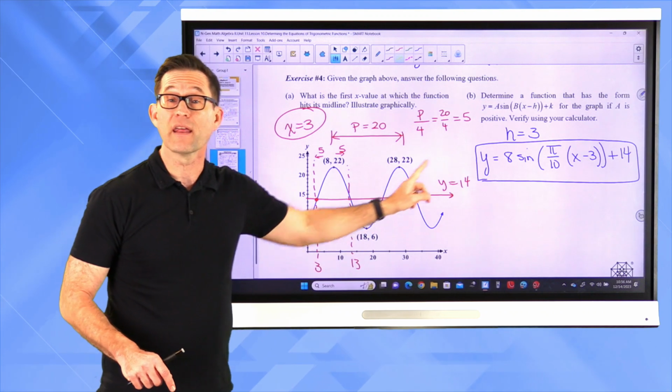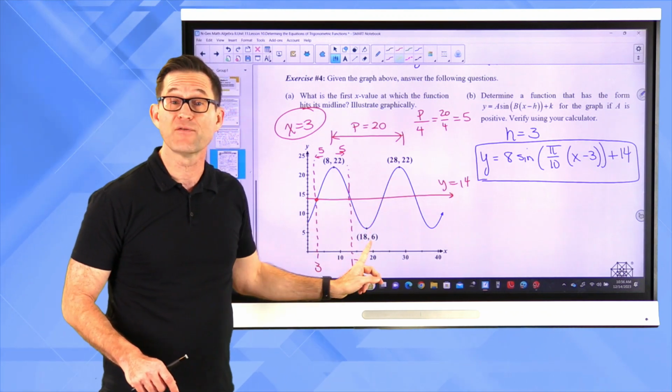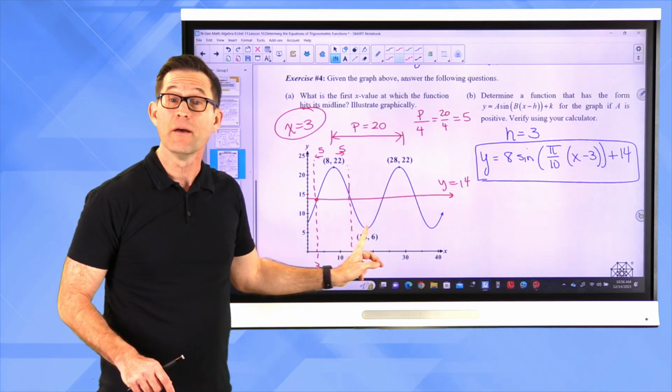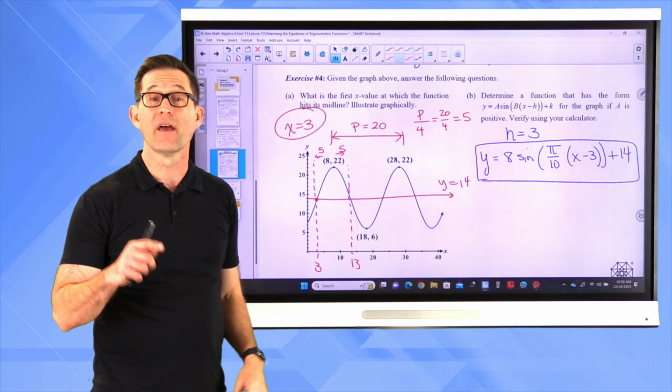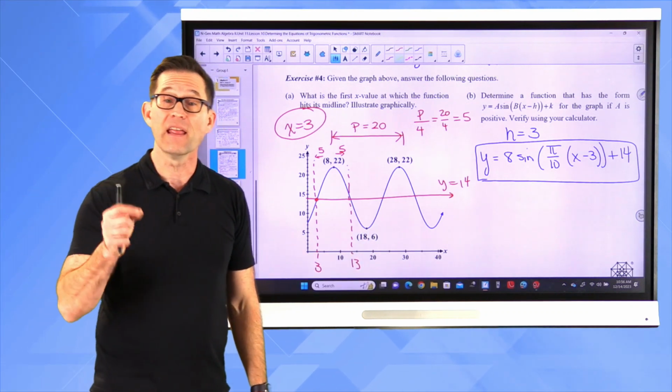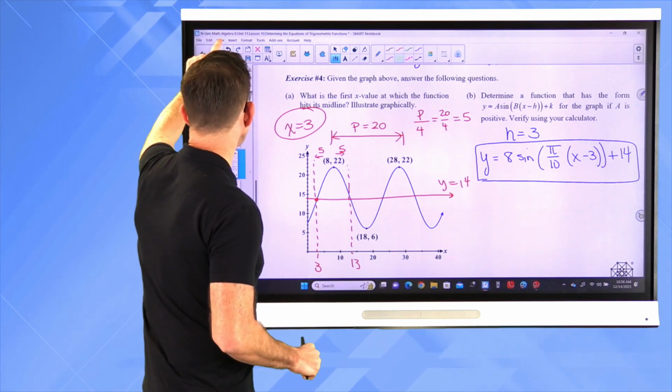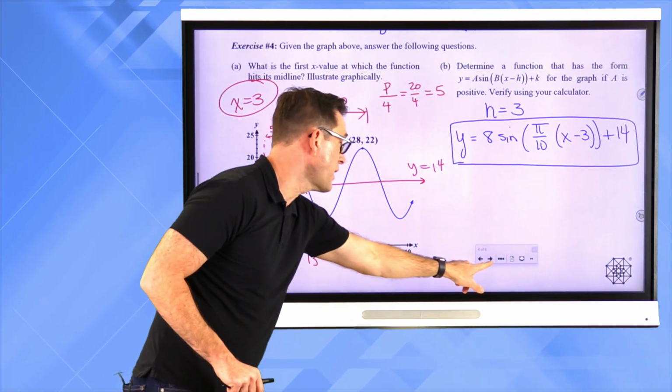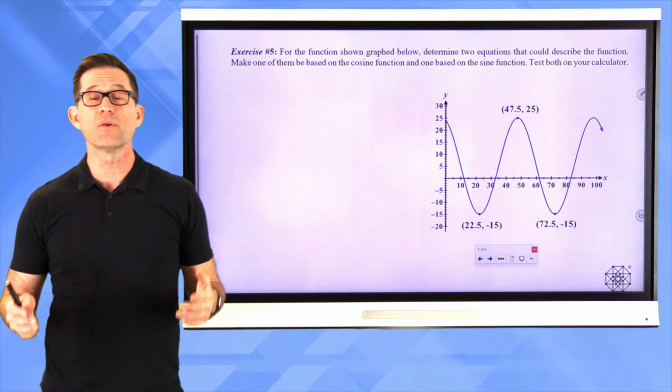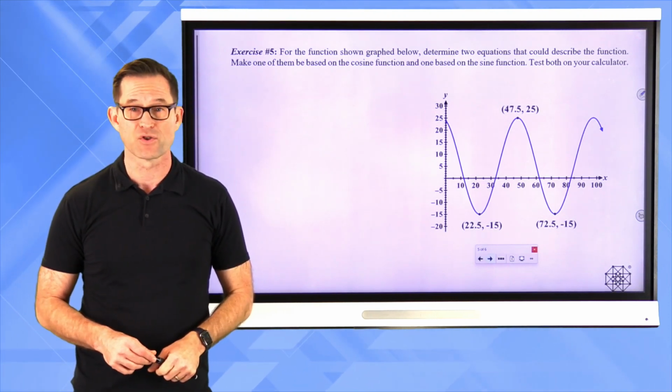I could put in a -8 with the cosine if I shifted it over 18 units, because then we would have cosine starting at its minimum value. An infinite number of correct equations. Is that annoying? You bet it is. But it's also the nature of periodic functions.